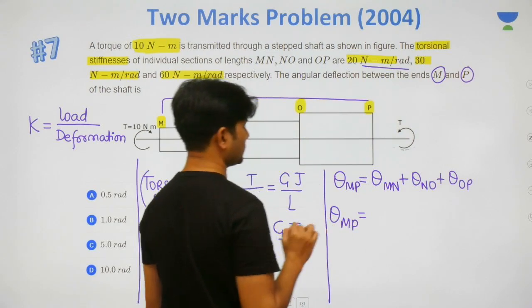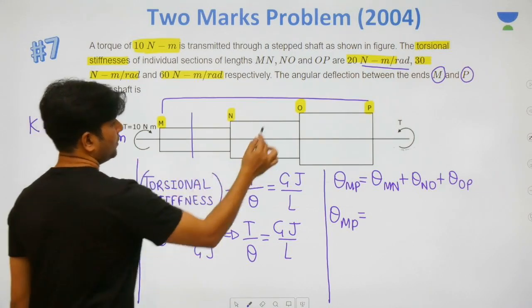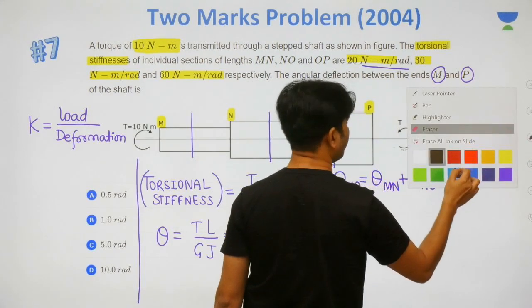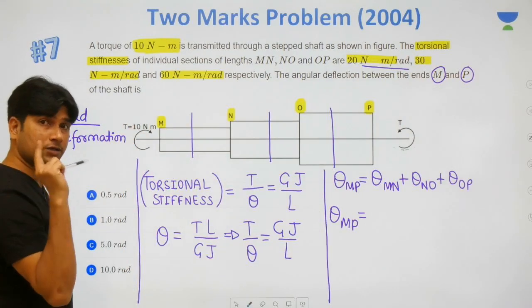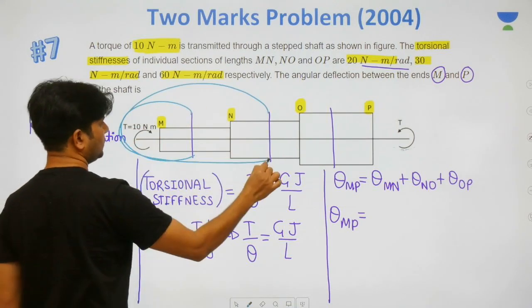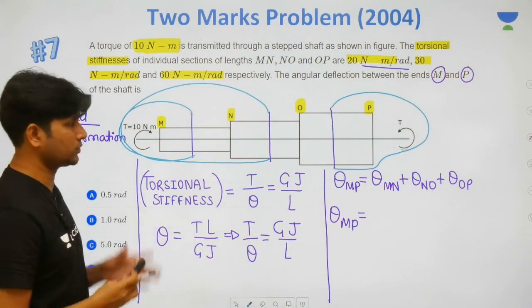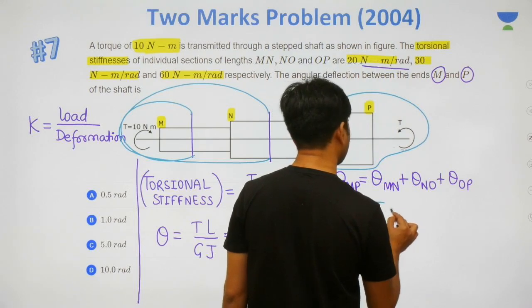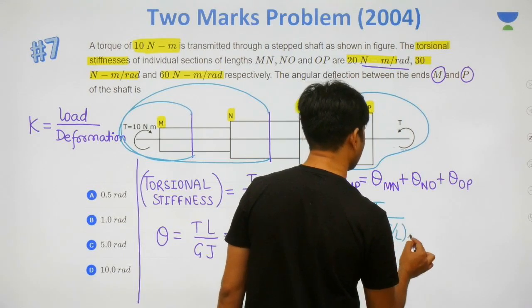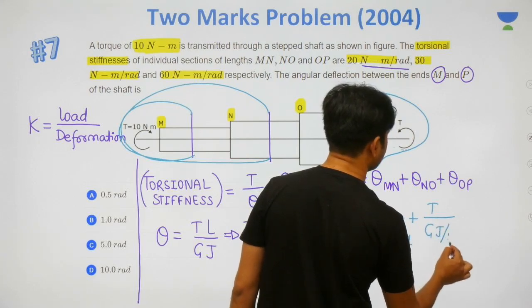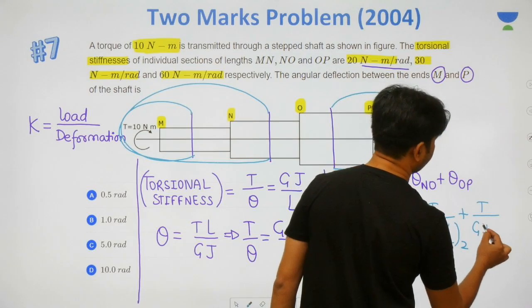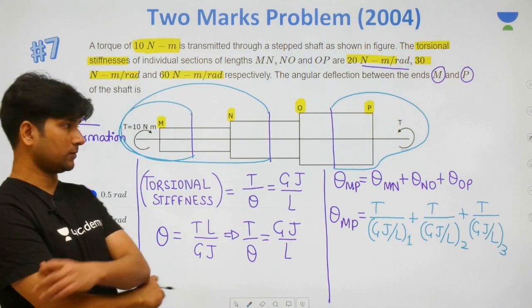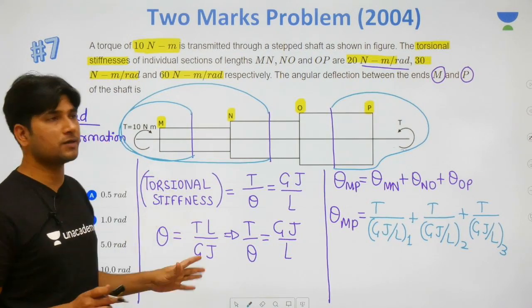Now you can very clearly see that whether you look at MN or NO or OP, every single time we have the same twisting moment available, and you have to use either side. From either side you get the same value, 10 Newton meter, 10 Newton meter and 10 Newton meter. So T value is the same, and then you have TL by GJ for the first segment, TL by GJ for the second segment and TL by GJ for the third segment. I'm not writing T1, T2, T3, because you can see that T is equal. Using the concept of either side, you have the same twisting moment.